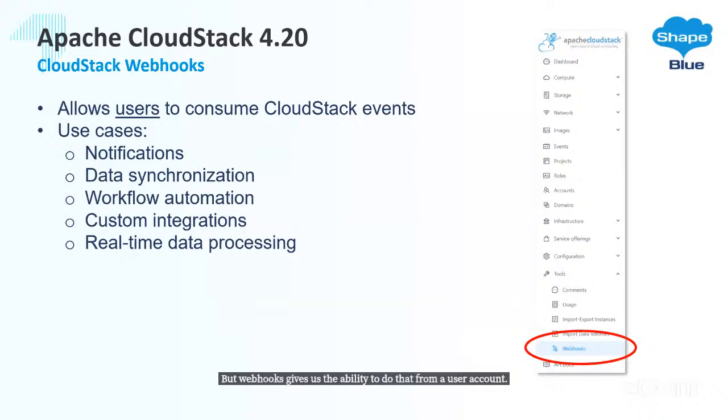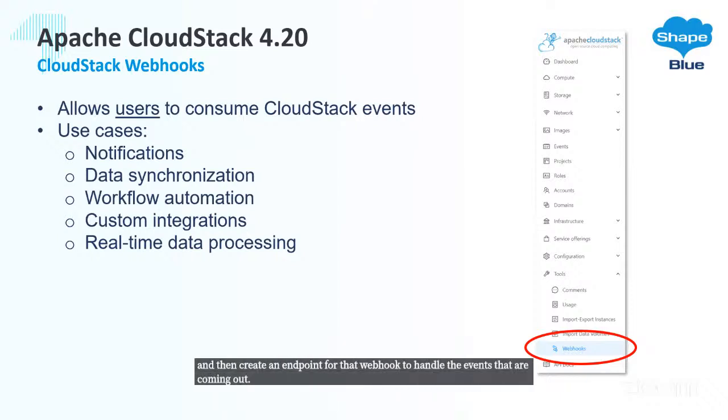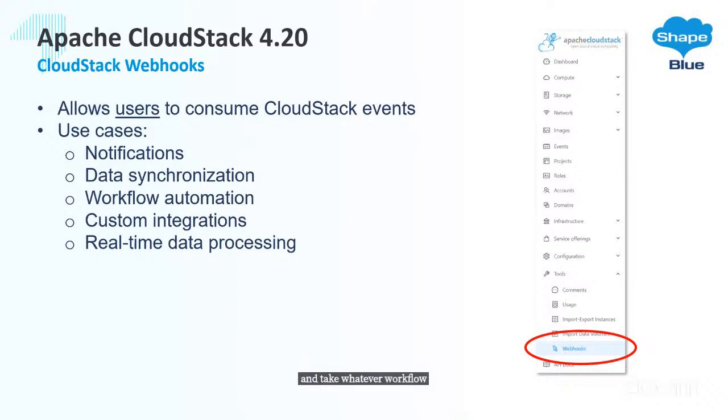So a user can create a new webhook and then create an endpoint for that webhook to handle the events that are coming out and take whatever workflow action they want based on events that are coming out of CloudStack. So big new piece of functionality. I think it's an expected piece of functionality. We have similar stuff in GitHub, in AWS, but now your users can do that from CloudStack.